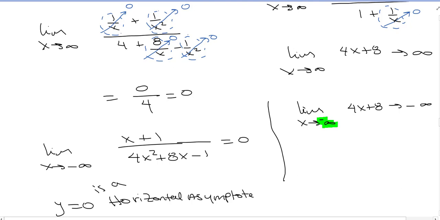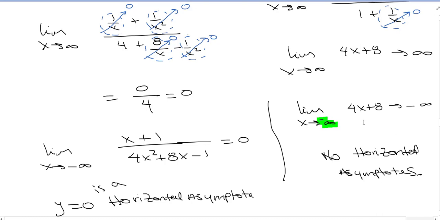Okay, so the limit as x goes to positive infinity goes to positive infinity. The limit as x goes to negative infinity goes towards negative infinity. So this function has no horizontal asymptotes. To have a horizontal asymptote, that means that the limit towards either of the infinities has to be a number. So no horizontal asymptotes exist for this one.